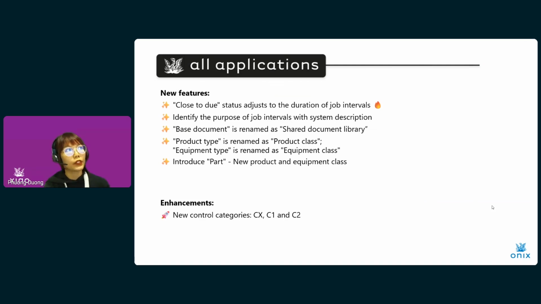And then we come to the changes across the Onix platform. So these are the changes applying to all applications. So the first two will be presented with more details earlier. So those are the close to do status, adjust to the duration of job intervals. And then if you are working with job intervals, now you can name the job intervals depending on the purpose of the interval.